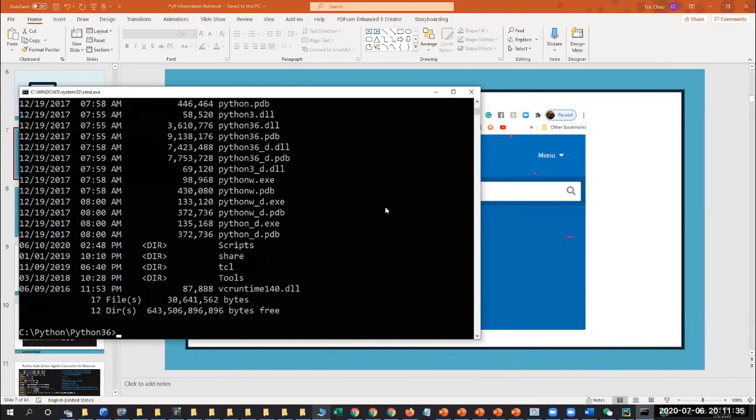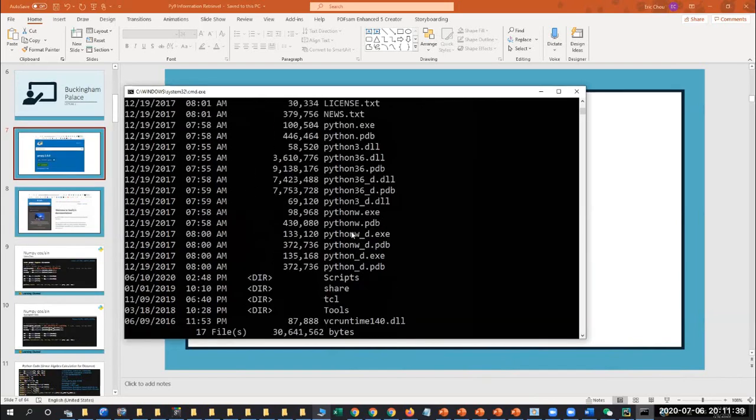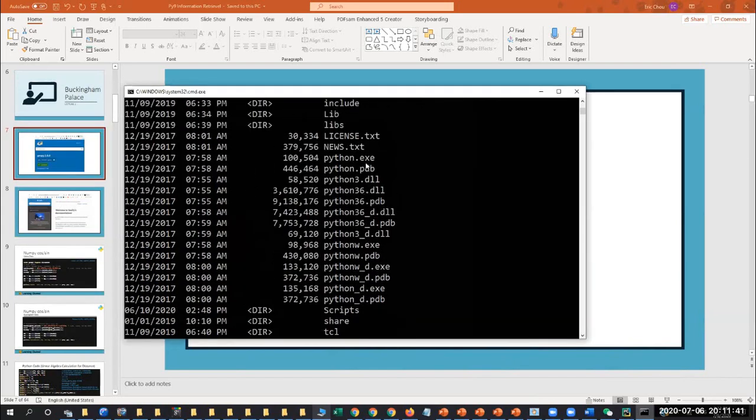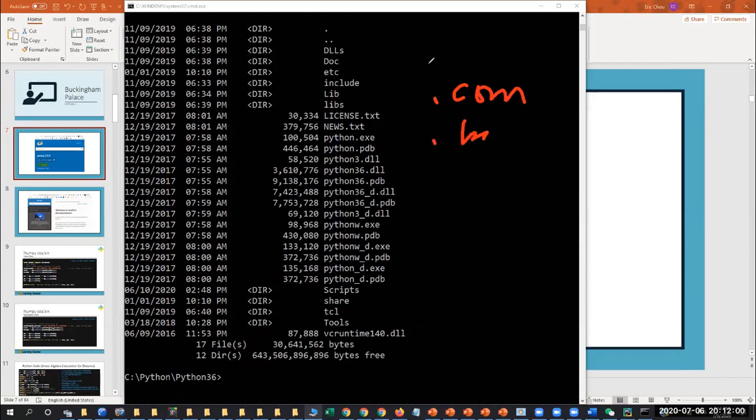Here is the directory I have, and this one has the python.exe. exe is an executable file, so this one is really the Python you're running. Whatever file with the exe will be runnable. In those systems, the executable file usually has three extensions: one is .com, one is .bat, one is .exe.